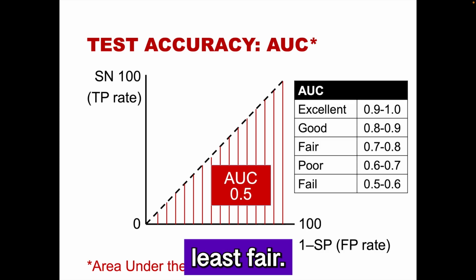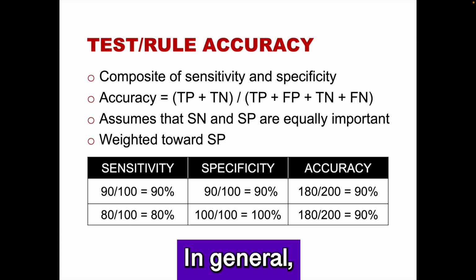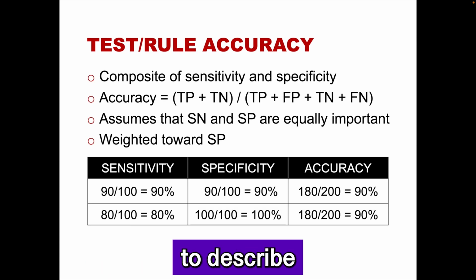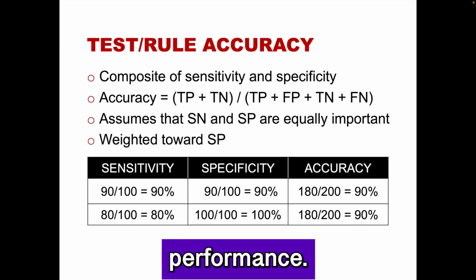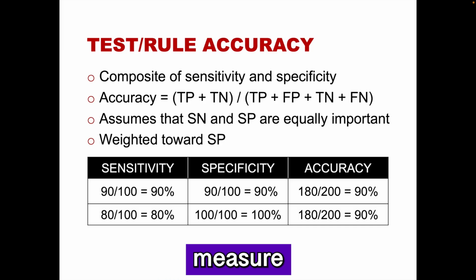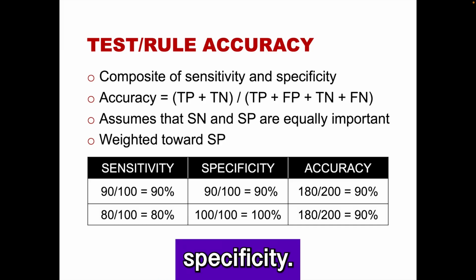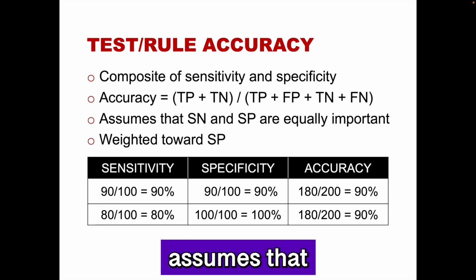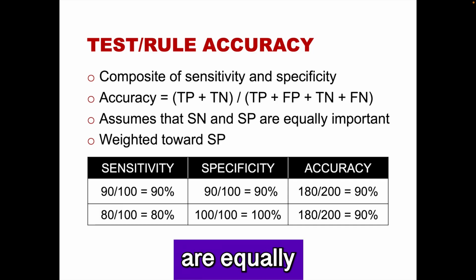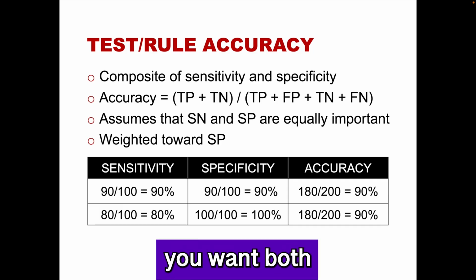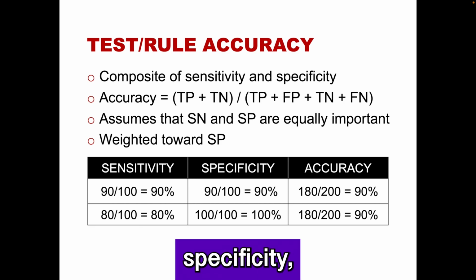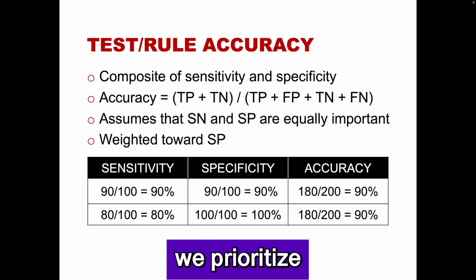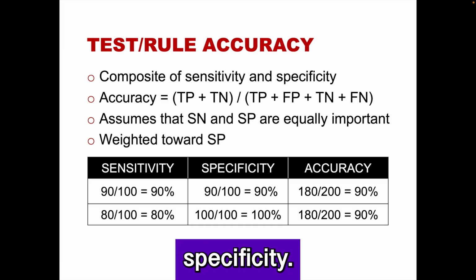considered at least fair. In general, I am not a fan of using accuracy to describe test or rule performance. Accuracy is a composite measure of sensitivity and specificity. My issue with accuracy is that it assumes that sensitivity and specificity are equally valued. Ideally, you want both a high sensitivity and specificity, but that is not always possible. As the ROC curve illustrates, there is always a trade-off between sensitivity and specificity. In general, we prioritize sensitivity over specificity.